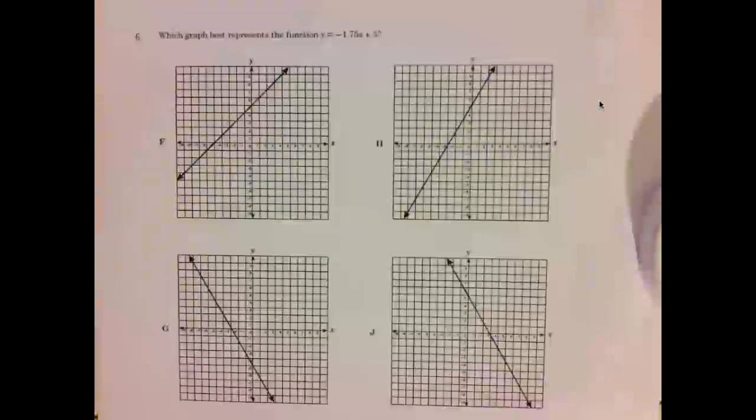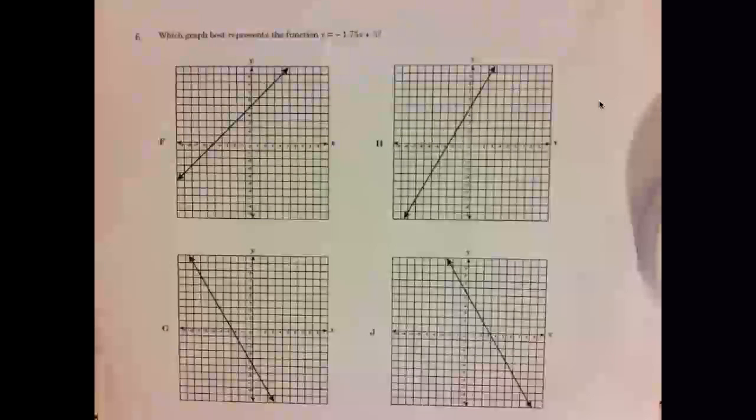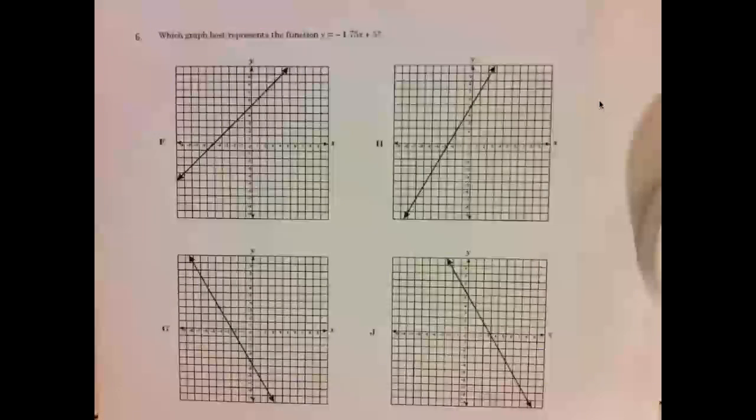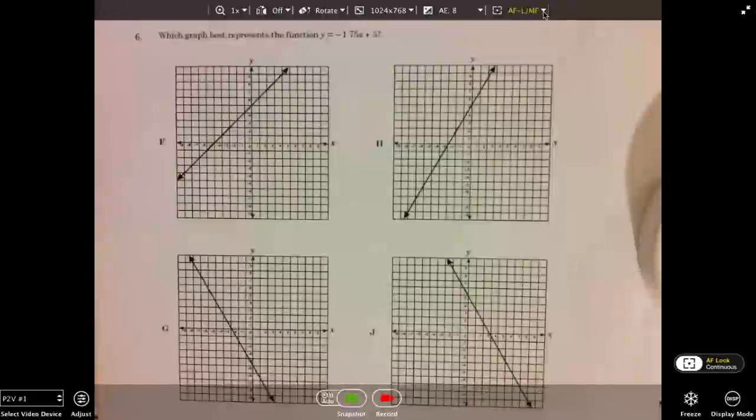Alright, we will be finishing the Objective 3 assessment packet by looking at numbers 6 through 10. Number 6 says, which graph best represents the function y equals negative 1.75x plus 5?